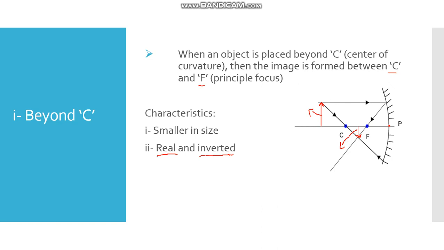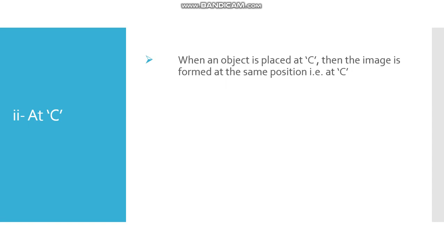Now we will talk about the next case. The second could be at C. At C means that the object is placed at the center of curvature. When an object is placed at C, then the image is formed at the same position. Again you have to remember that whenever the object is placed at C, the image will be formed at the same position, which is at the center of curvature.